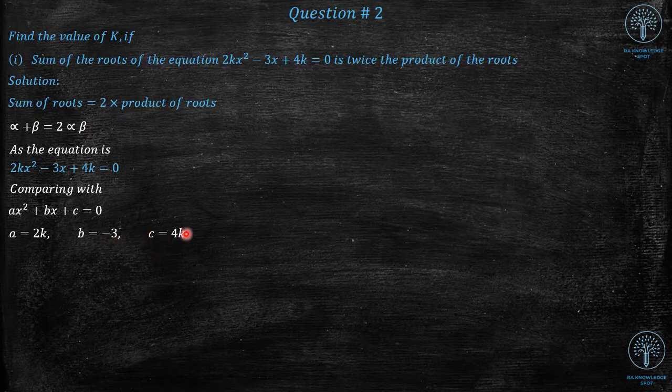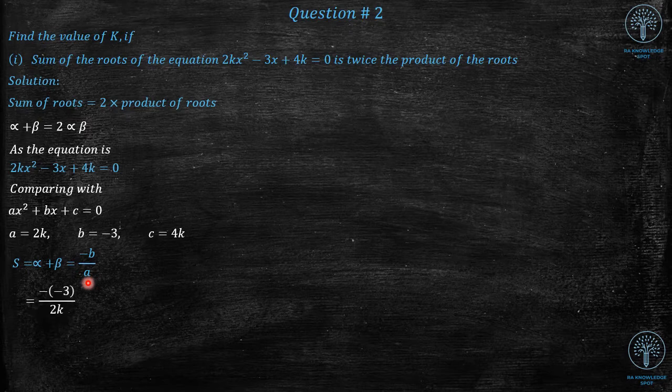Those students who haven't done question number 1, they should know, and for them I'm going to tell you what a is. The number that is written with x square is a, the number that is written with x is your b, and the rest of the numbers, the left numbers, are c. Now according to the formula, or in question number 1, we know that S, or the sum of roots, is equal to alpha plus beta, that is equal to minus b over a.